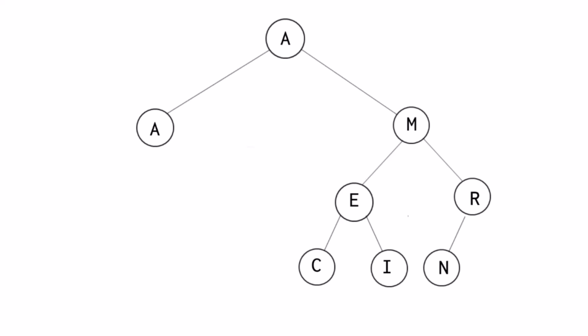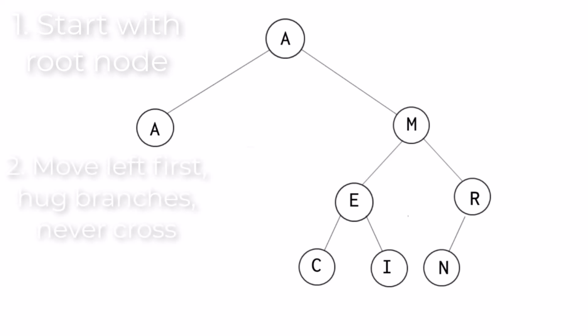Here are some basic rules of traversal. First, it always starts with the top, the root node. And so using our binary search tree example, we begin with the A. The next rule is to move towards the left side of the tree first, hugging the branches of the tree but never crossing a branch. Finally, each node is visited, first on the left, then at the middle, and finally on the right.